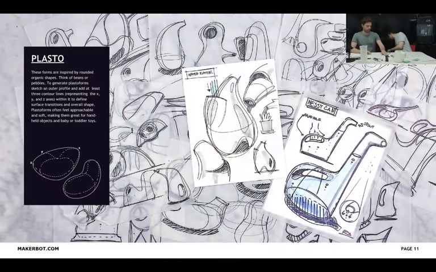So this last form family. Yeah, let's do it. Okay. Reid? So yeah, blob form families.